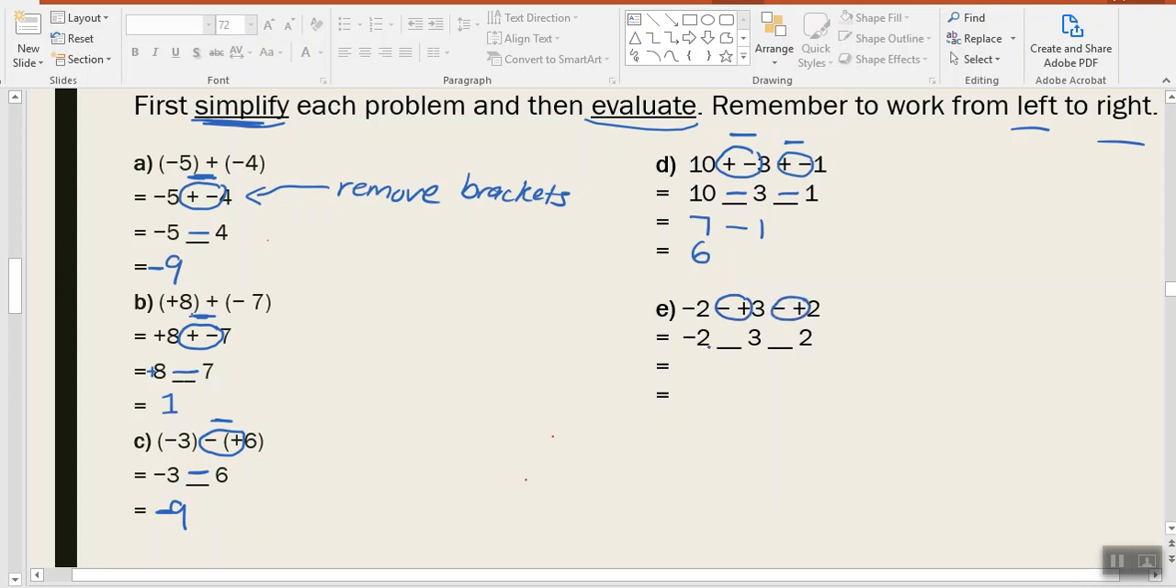And for E, I have these two signs sitting together as well. Okay, and let's go. They become takeaway. So -2, take away 3, take away 2. So I end up working from left to right. -2 take away 3 is -5. And then I've still got take away 2 here. And then -5 take away 2. Two of the same sign, so I add them. 5 plus 2 is 7. And don't forget to add the negative sign.